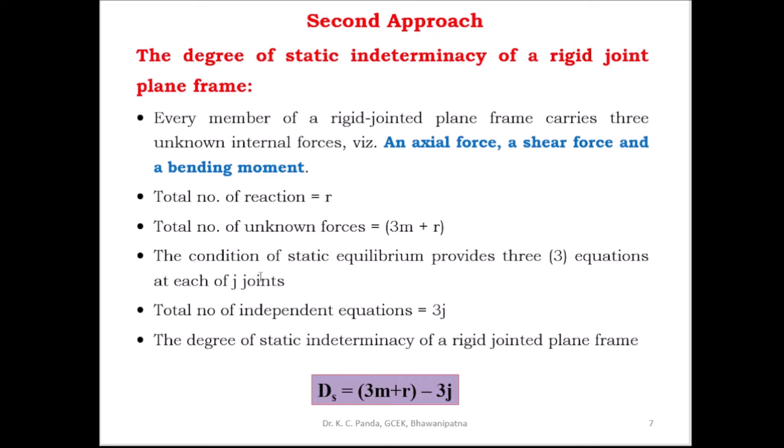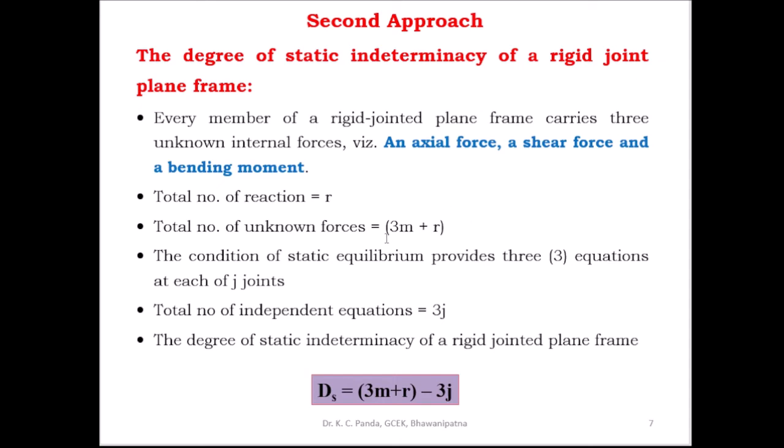Then the condition of static equilibrium provides 3 equations at each of the j joints. At each joint there are 3 static equilibrium equations provided. So if there are j joints, at each joint there are 3 equations. What is the total number of independent equations? That is equal to 3 into j. So 3j is the total number of equations of the rigid jointed plane frame. And this is the total number of unknown forces, 3m plus r.